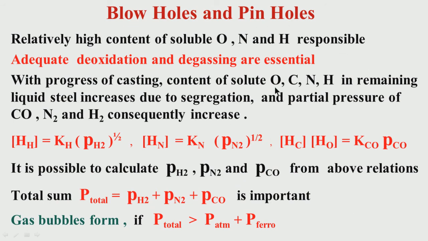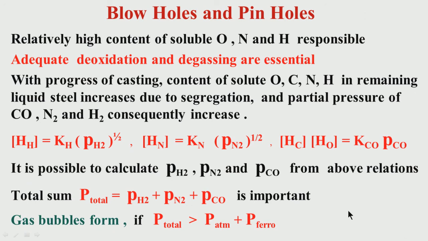So, what is the secret of restricting blowholes and pinholes? You have a less amount of dissolved oxygen, less dissolved carbon, less nitrogen, less hydrogen. Carbon and oxygen are interrelated. If you have more dissolved carbon, your dissolved oxygen will come down. So, carbon is related to the chemistry of steel. Forget about carbon, but you should have less dissolved oxygen, less dissolved nitrogen, and less dissolved hydrogen. If you have less of these, the partial pressures of hydrogen, nitrogen, and CO will be less, the total pressure will be less, so it will be less than this. So, there will be no blowholes and pinholes.